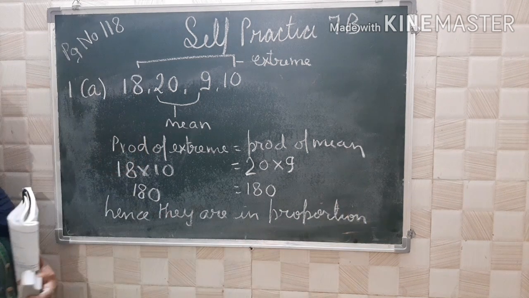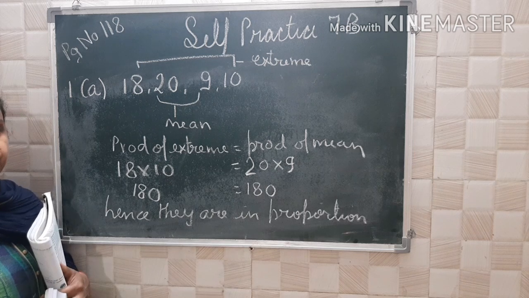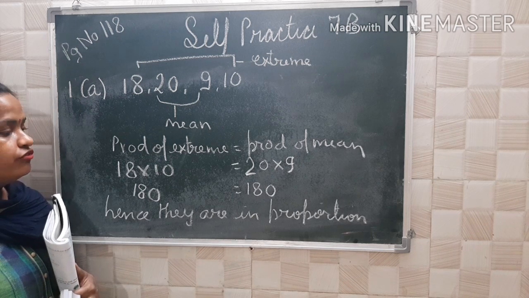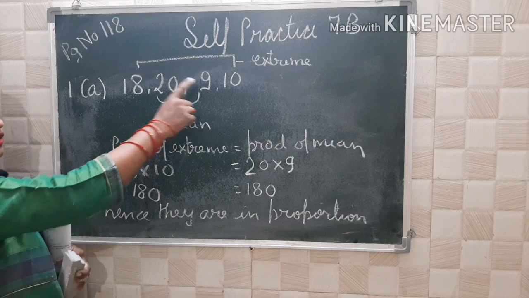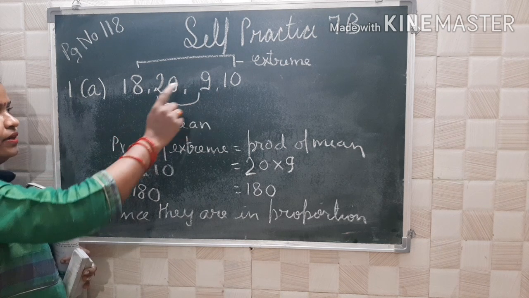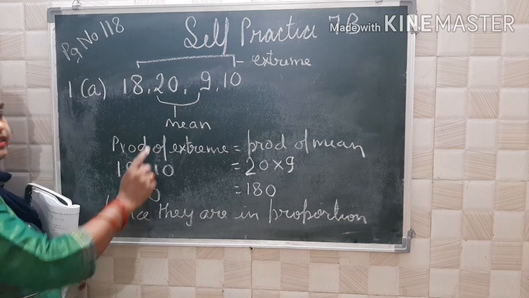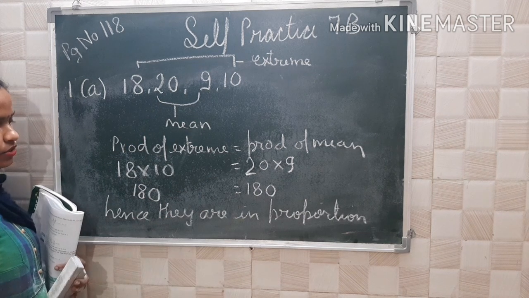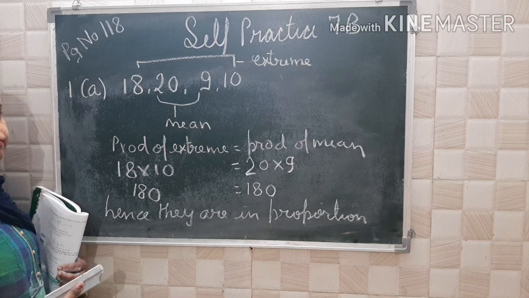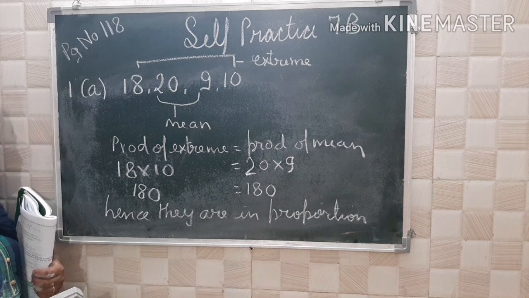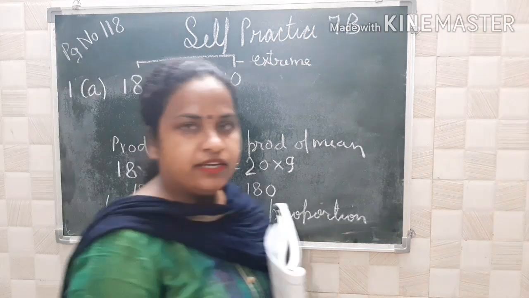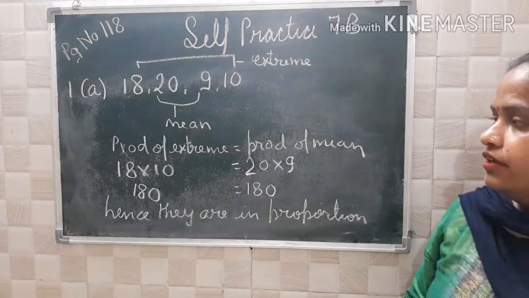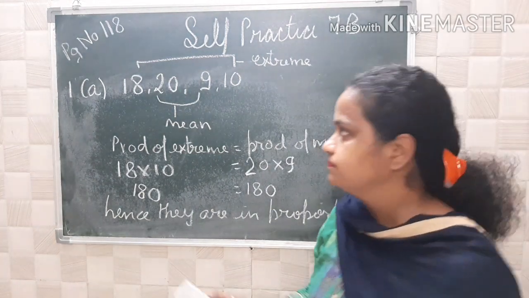What do you have to check? The product of extremes should equal the product of means. Are they? The product of extremes, 18 into 10, is 180, and the means, 20 into 9, are also equal to 180. The product of extremes and the product of means are both equal. Hence, they are in proportion. Clear to you? Now see the B part.